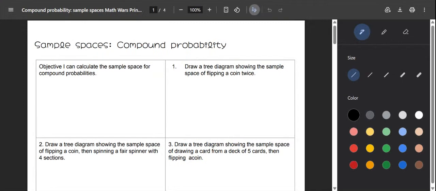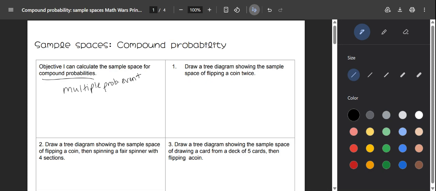Hey mathematicians, today we are going to talk about finding the sample space for compound probability. Compound probability is just what happens when you have multiple probability events, okay? So maybe we're flipping a coin and pulling a card or whatever, okay?